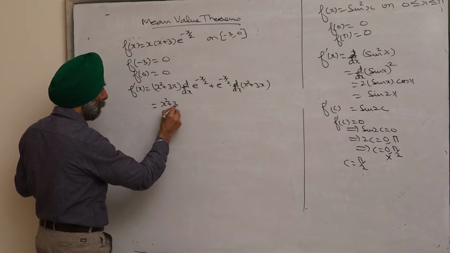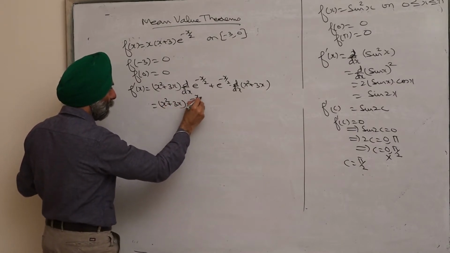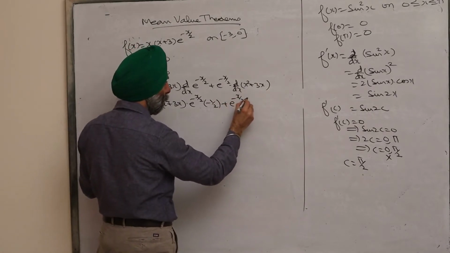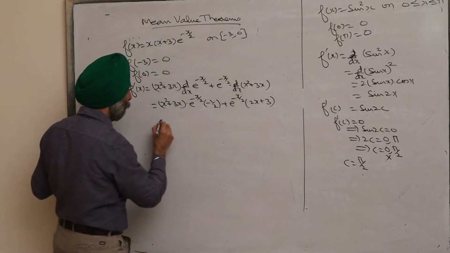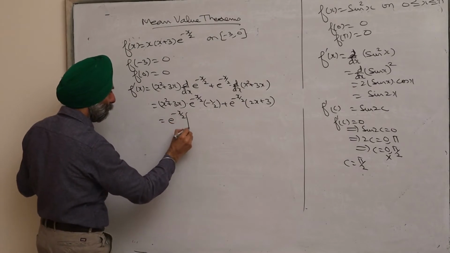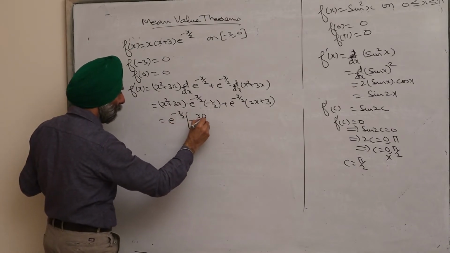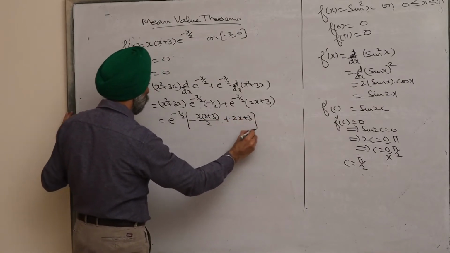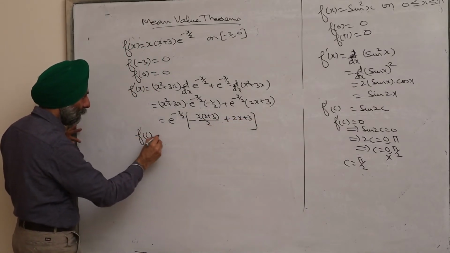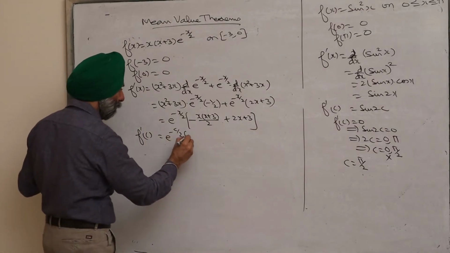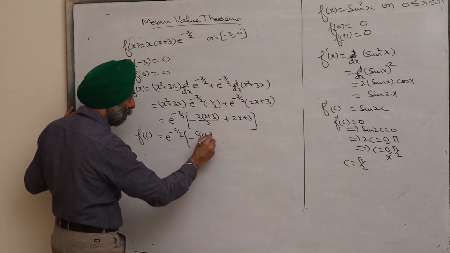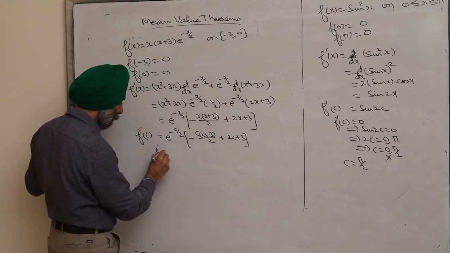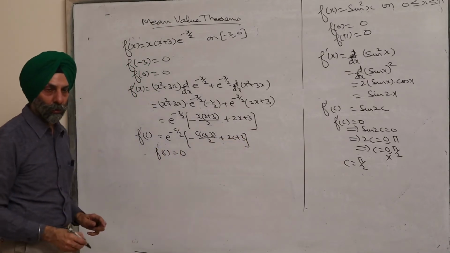So it is x square plus 3x into e raised to power minus x by 2 into minus half plus e raised to power minus x by 2 into 2x plus 3. So you take e raised to power minus x by 2 common: minus x into x plus 3 by 2 plus 2x plus 3. So what is f dash c? It is e raised to minus c by 2 into minus c into c plus 3 by 2 plus 2c plus 3. So f dash c is equal to 0.